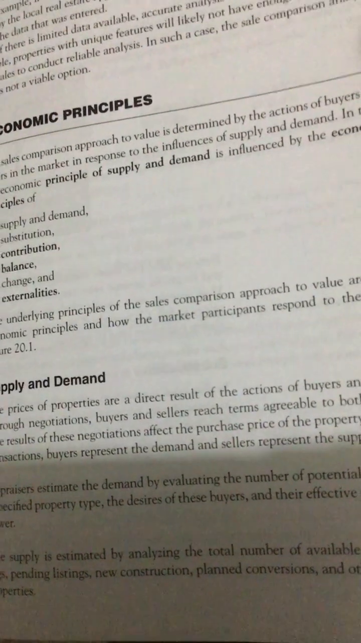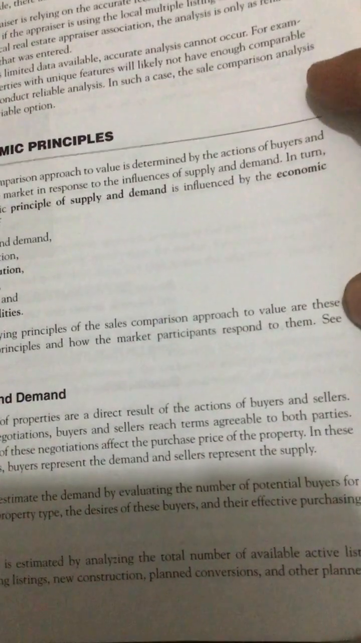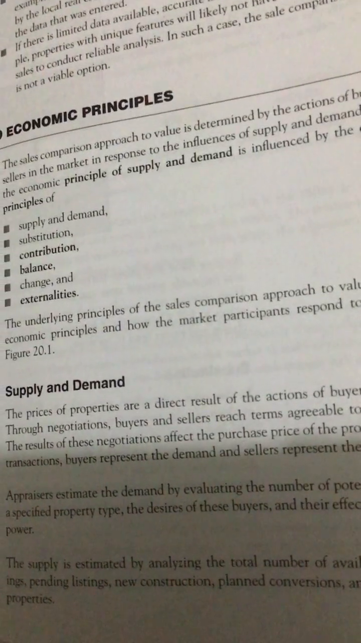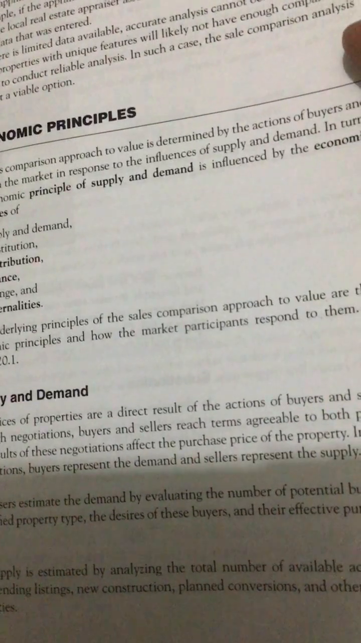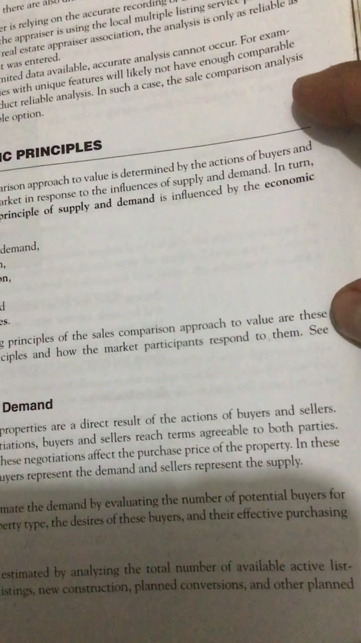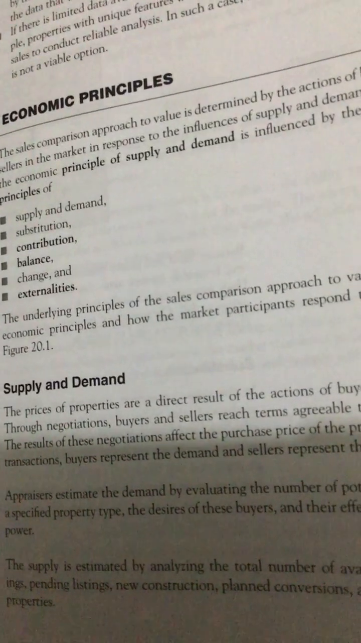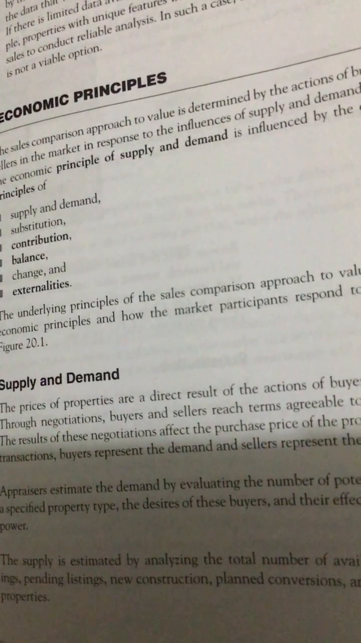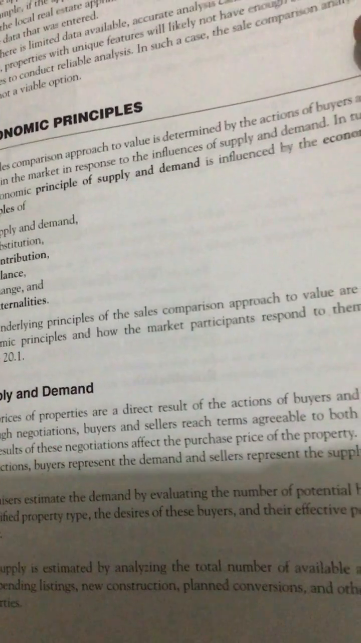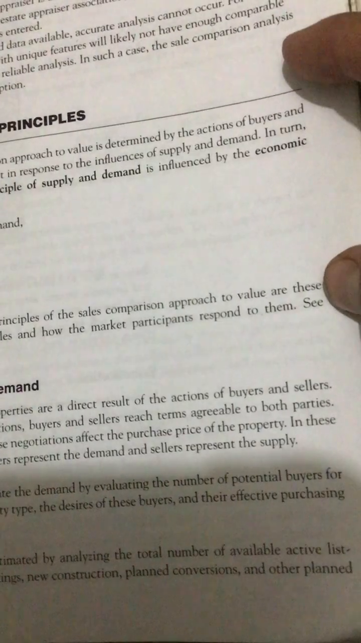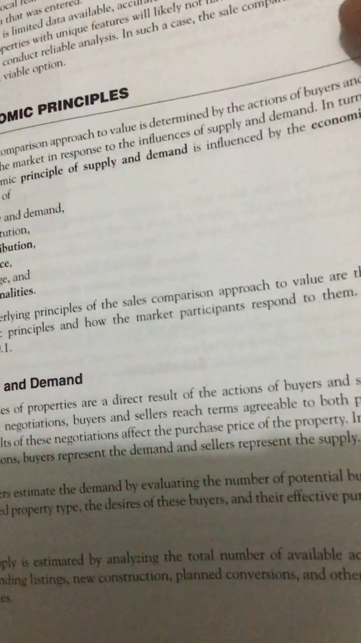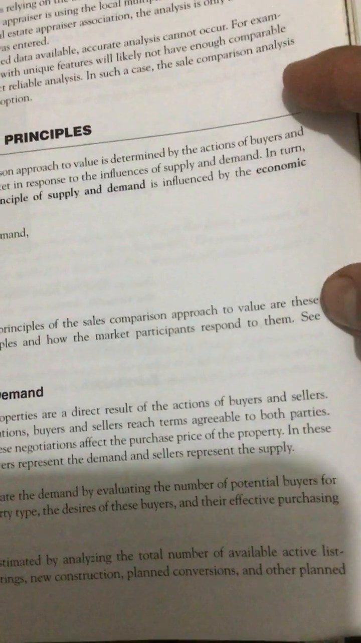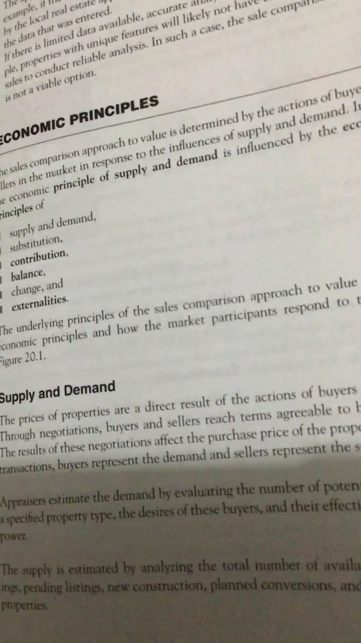Appraisers estimate the demand by evaluating the number of potential buyers for a specified property type, the desires of these buyers and their effective purchasing power. The supply is estimated by analyzing the total number of available active listings, pending listings, new construction, planned conversions, and other planned properties.